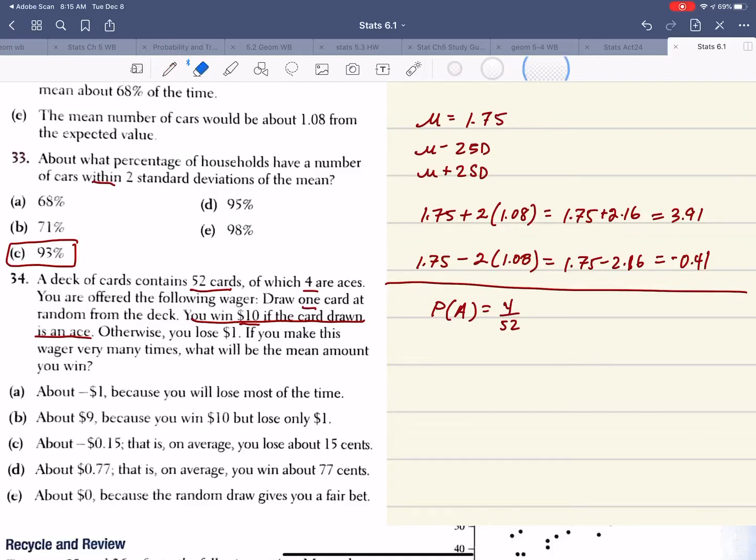You lose $1 if it is not an ace that is drawn. If you make this wager many, many, many times, what will be the mean amount you will win? Okay, so let's calculate that up.